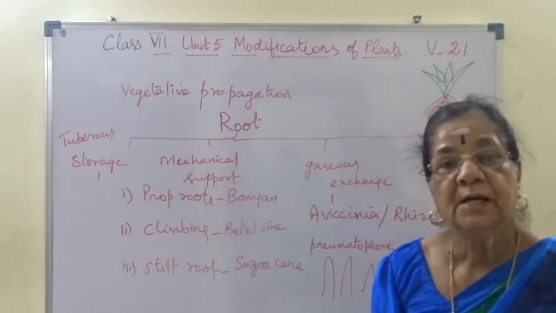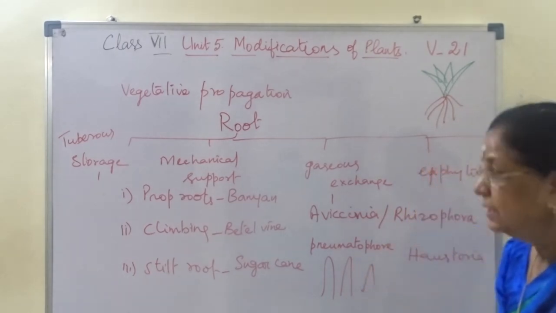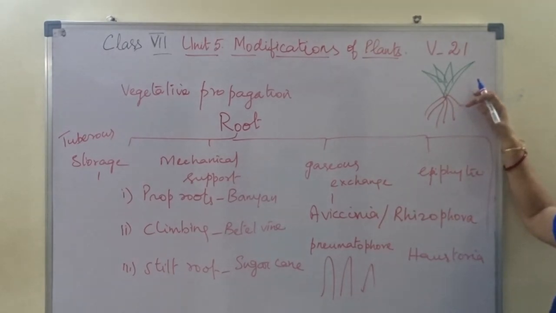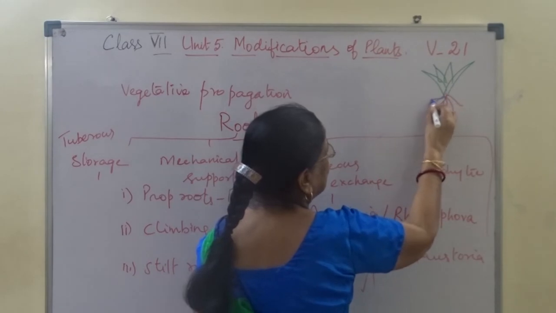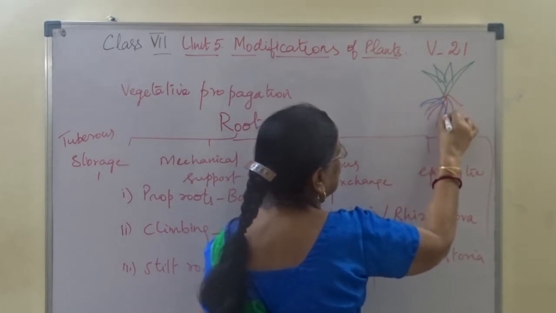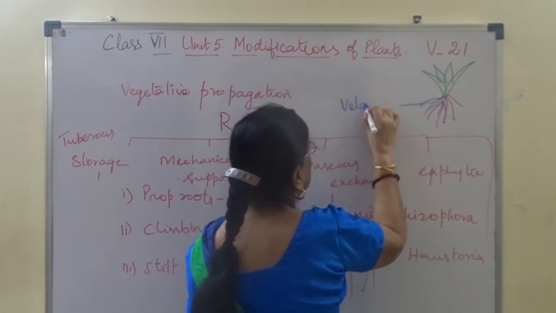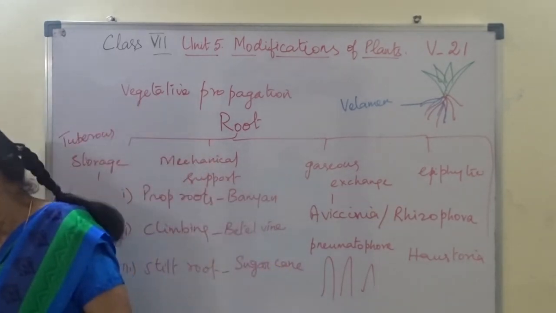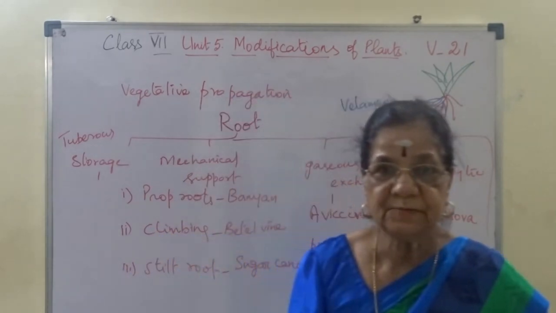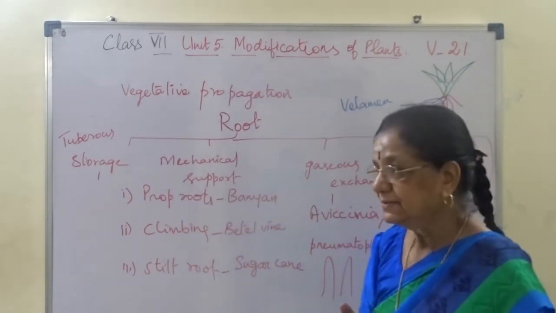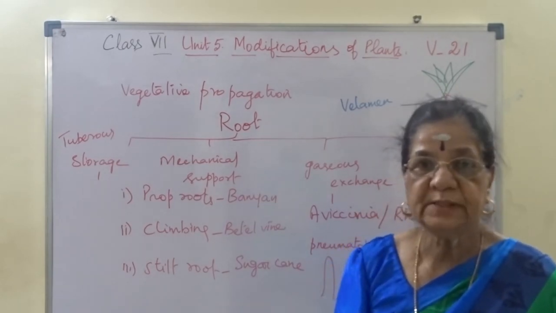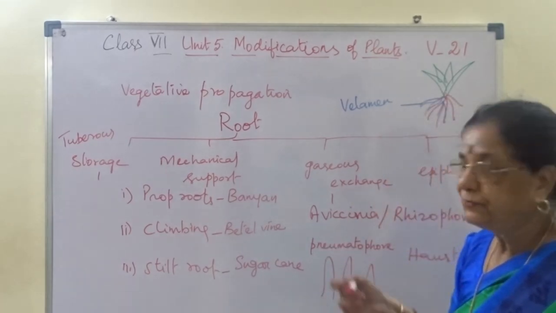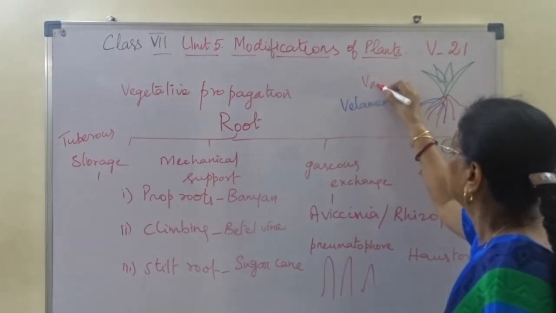So what happened? There is a modification. In epiphytic root, this is the normal root system. From there, it gives another set of additional roots. They are called velamen roots or epiphytic roots. And these velamen roots are capable of absorbing moisture from the atmosphere. Such a type of root is called epiphytic root. And this plant is Vanda.